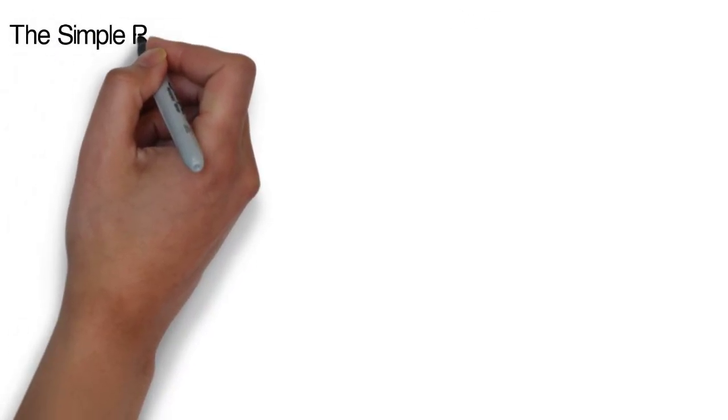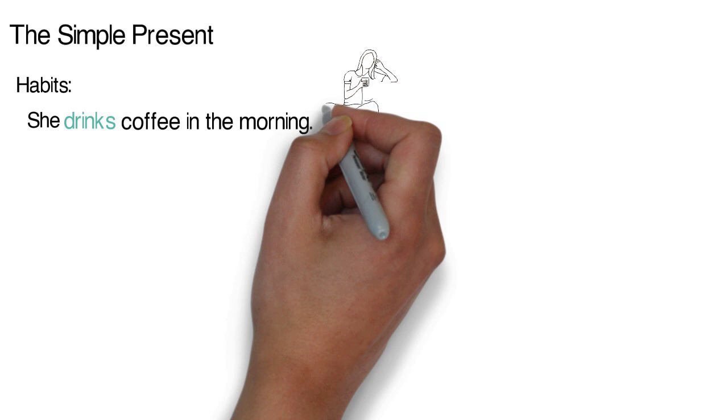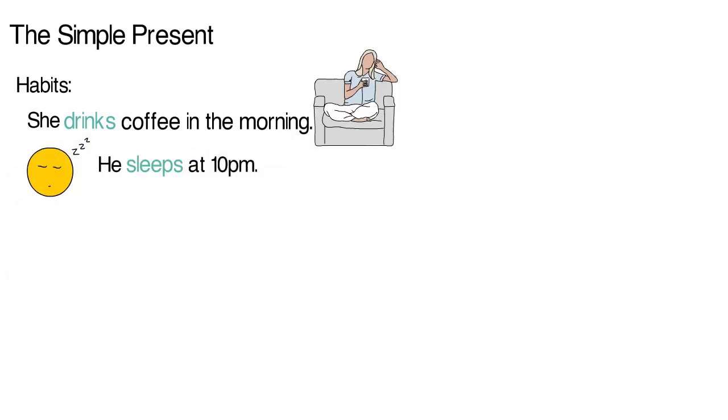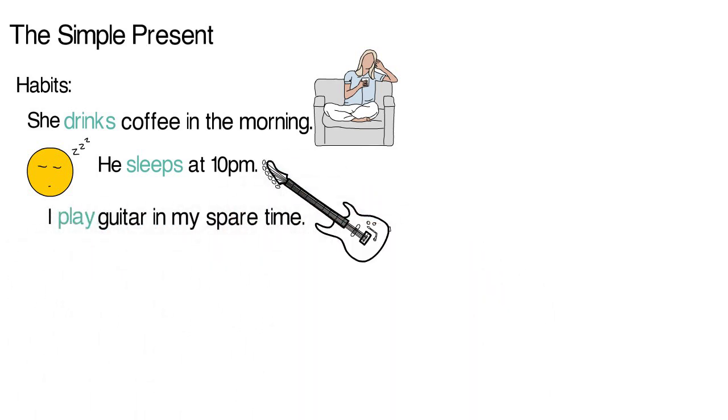Let's start from the top with simple present. What do we use this tense for? Well, first, we use it for habits. Things like, she drinks coffee in the morning. He sleeps at 10 p.m. I play guitar in my spare time.